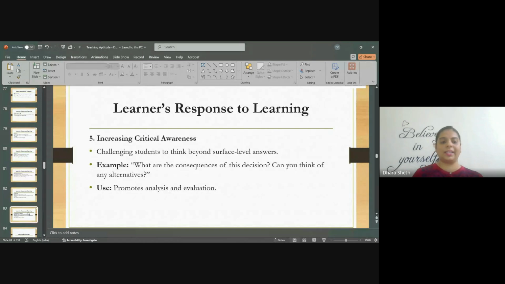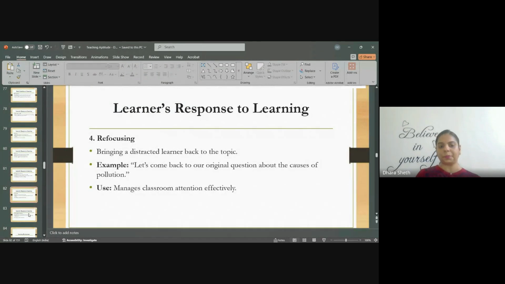And the last is increasing critical awareness, challenging students to think beyond surface level answers. Like, what are the consequences of this decision? Can you think of any alternatives? Now you are asking them at the evaluation level, after you are asking them to reflect. You are asking them to evaluate. You are asking them to create something new. You are asking them to think of alternative responses. Promotes analysis and evaluation.